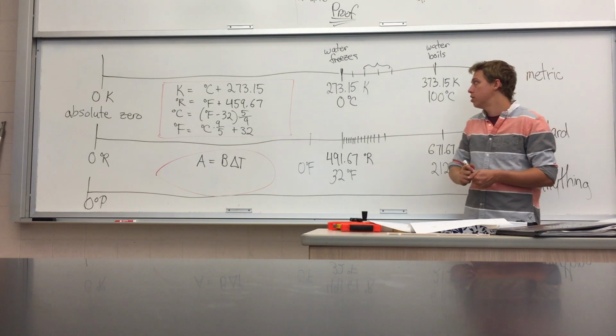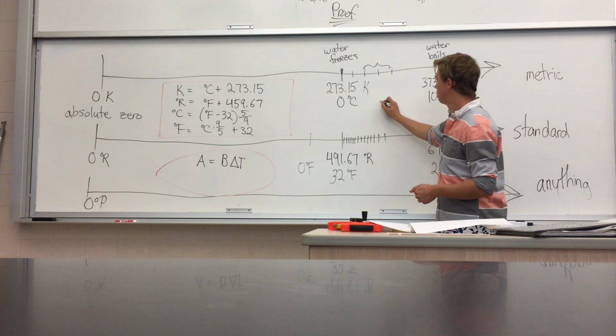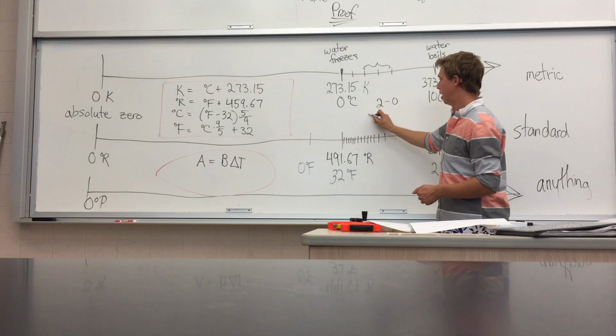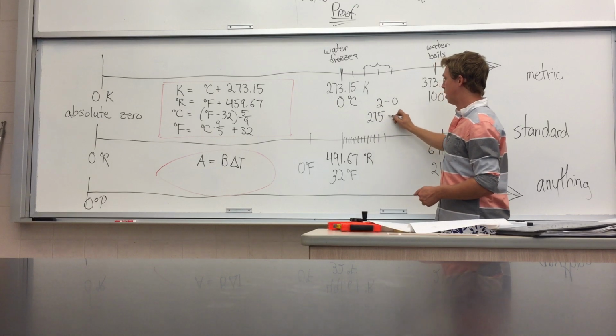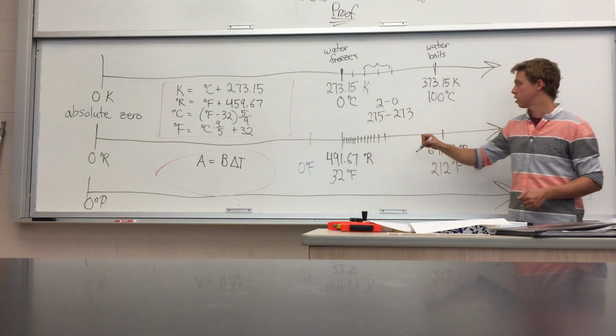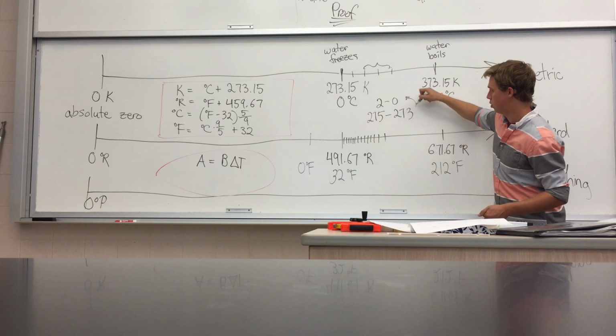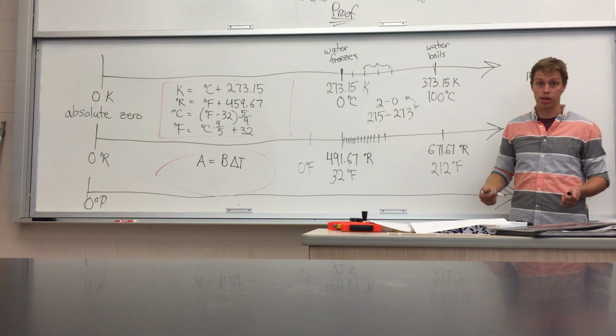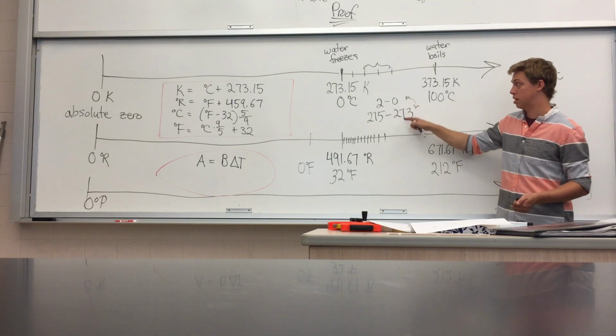It doesn't matter if I do, let's see, 2 minus 0, it's the same thing as 275 minus 273. Okay, these guys are both equivalent. You see that? It gives the same answer, 2 degrees. Doesn't matter what scale I'm in.